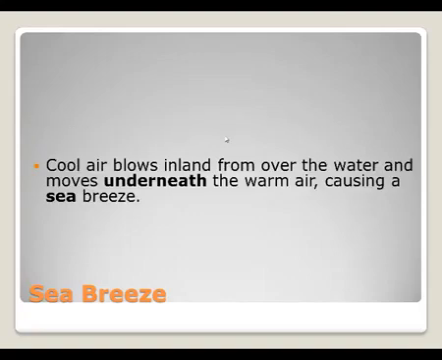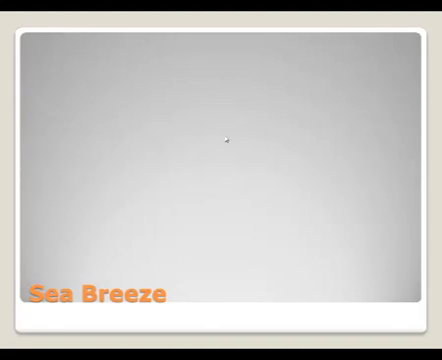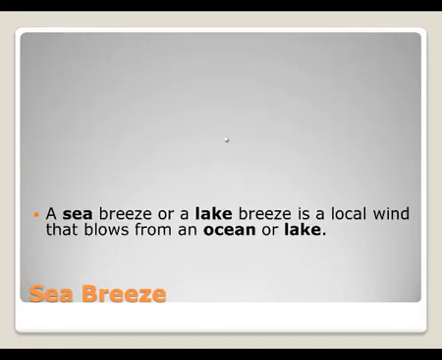Because there's a low pressure area, cooler air from over top of the water moves in to the area that the warm air vacated. A sea breeze or a lake breeze is a local wind that blows from an ocean or a lake onto the land.